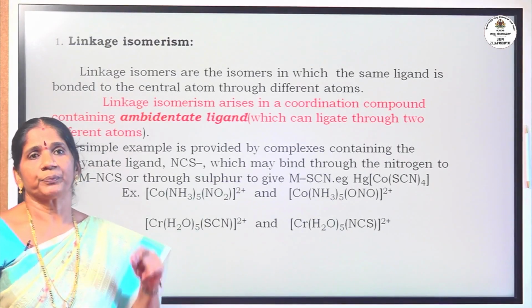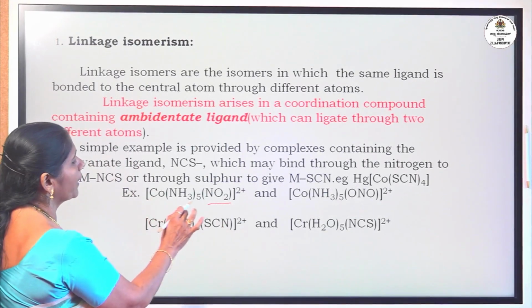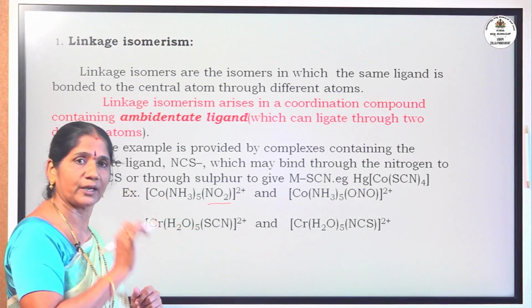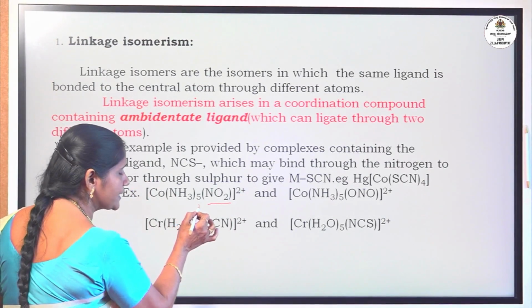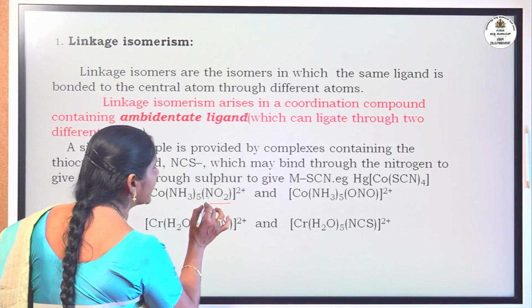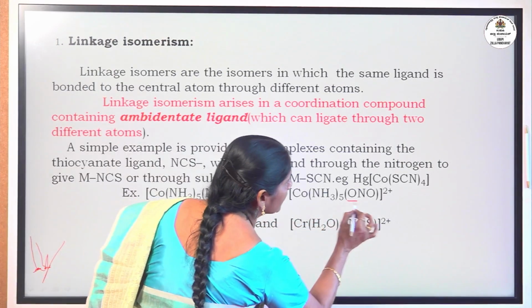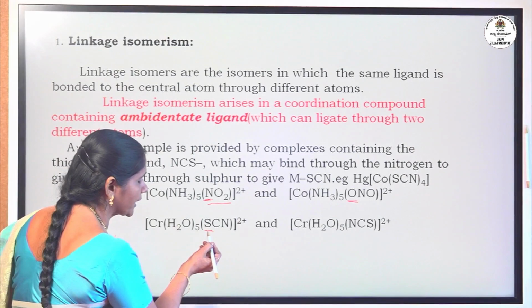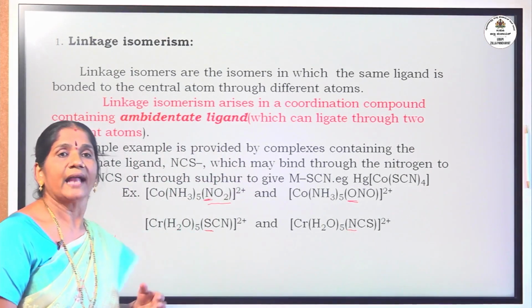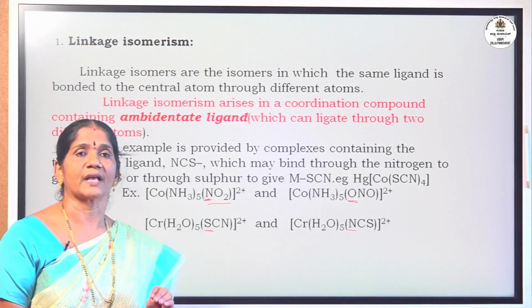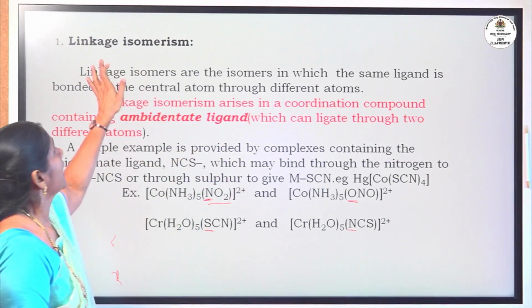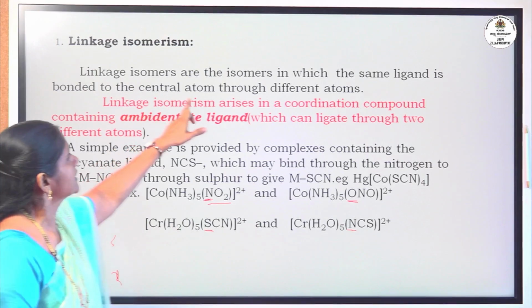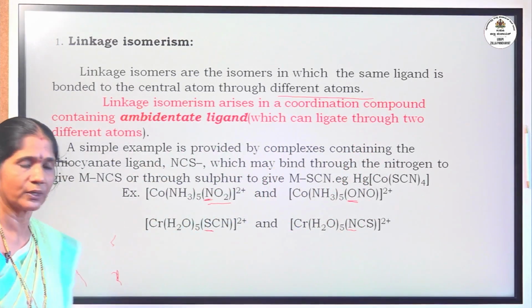What is linkage isomerism? We'll start with the example. In this compound, it is cobalt, there is pentaammine and NO2 group. And we know that the NO2 group is an ambidentate ligand which can ligate through the nitrogen atom or even through the oxygen atom. In this isomer, the nitrogen atom is the donor, and in this compound, oxygen is the donor. Same ligand, but the ligating atoms are different. And even in this case, thiocyanate and isothiocyanate, sulfur is the donor and here nitrogen is the donor. Such isomers which differ only in the ligating atoms of the same ligand are called linkage isomers, and this kind of isomerism is called linkage isomerism. So, linkage isomers are isomers in which the same ligand is bonded to the central atom through different atoms. So, this is about linkage isomerism.